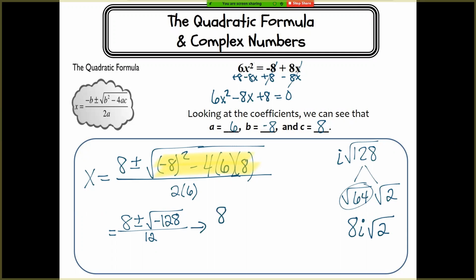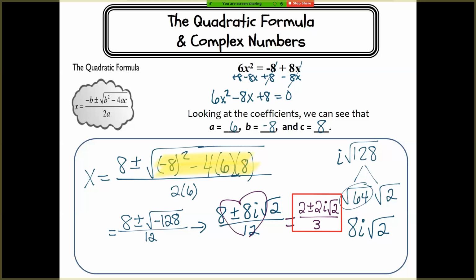So this is 8 plus or minus 8i square root 2, all divided by 12. Oops, I lied, that should be a 12. So then you're going to reduce, again, that 2 is protected by the square root. You can't reduce it. You're going to reduce the 8 and the 12. So 2 plus or minus 2i square root 2, if it'll fit, all divided by 3. So then this right here would be my final answer.